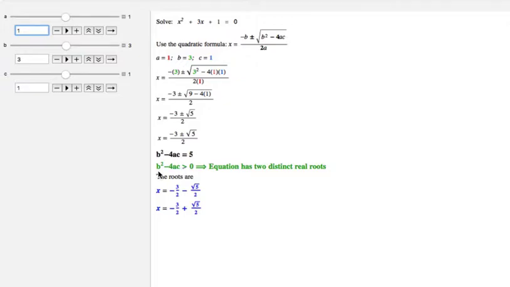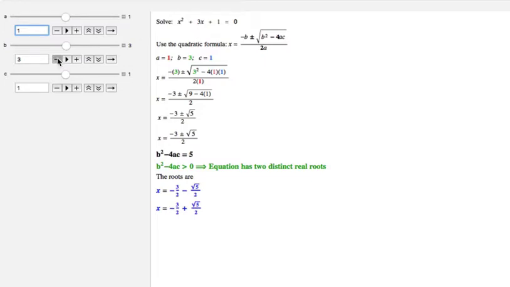5 greater than 0, the determinant greater than 0 tells us we're going to have two distinct real roots, and we do. When we plug in the values to the entire formula and simplify, we're going to get these two roots, or these two solutions. So x is negative 3 halves minus the square root of 5 over 2, or negative 3 halves plus the square root of 5 over 2. Those values of x will satisfy this equation.